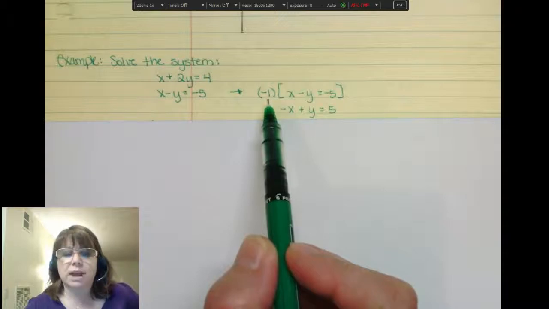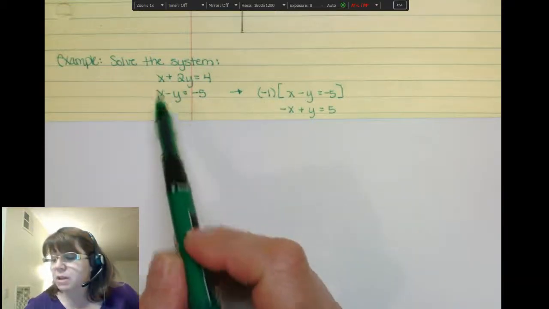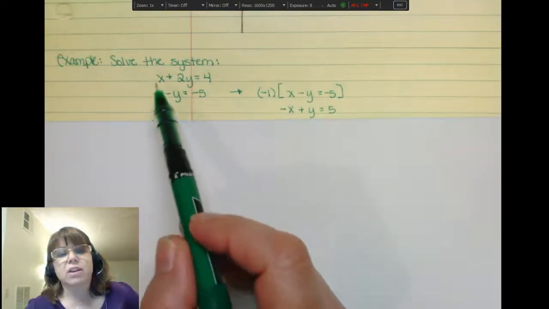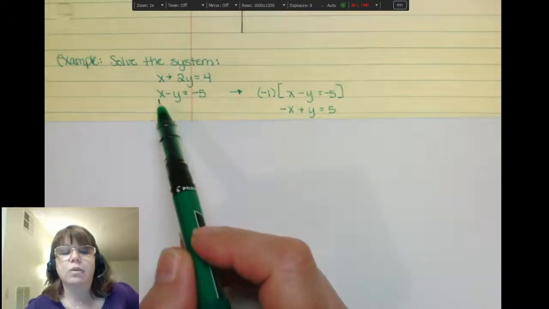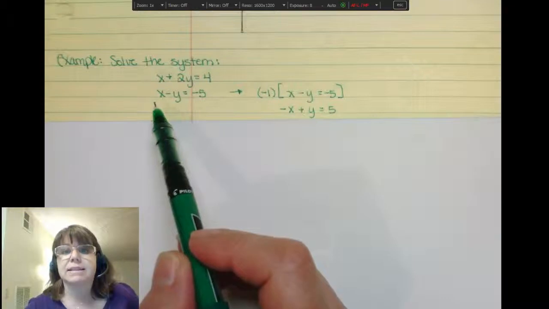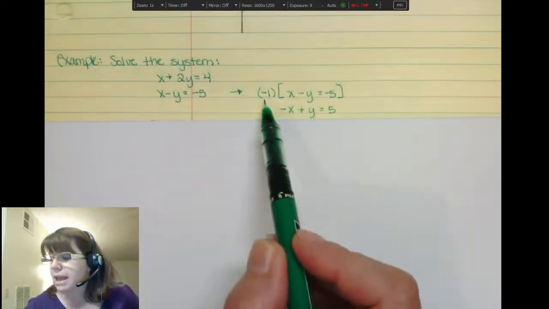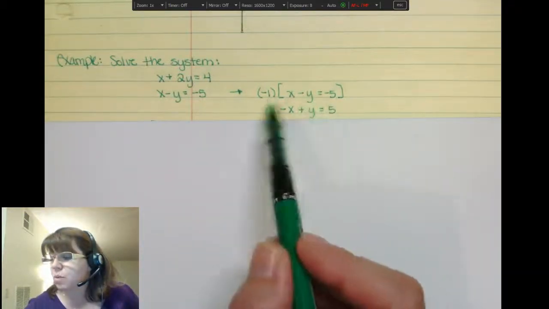Now you may ask me why I did that. Because ultimately I want to add the two of them together, and I already have a positive 1. I just need a negative 1 to be able to cancel out or eliminate my x's. So I'm going to multiply every term by -1.